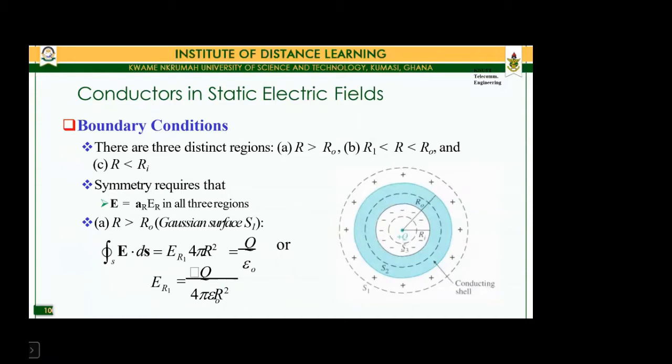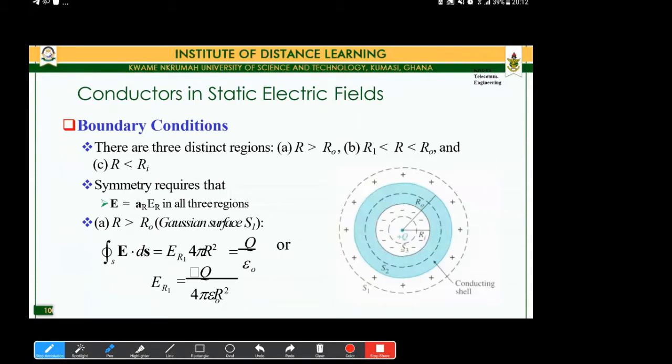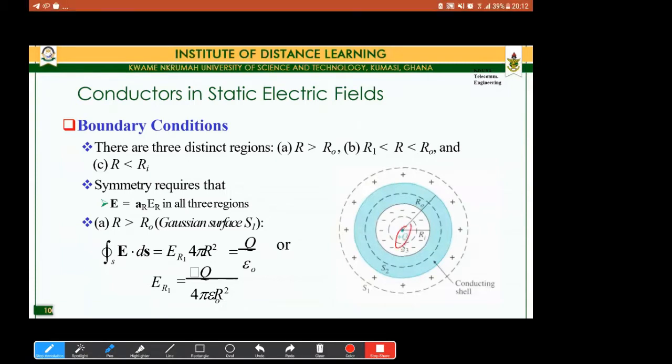So now this is the diagram. We have the positive charge here, and the shaded region is the conducting shell. The inner radius here is Ri, and the outer radius is R naught. So we are now looking at three regions. What are those three regions? Inside here is region one. In this shell is region two, and then outside the shell is region three.